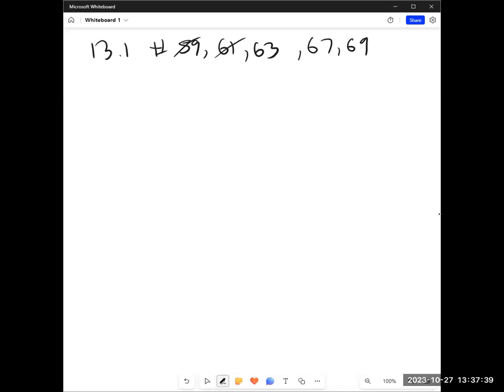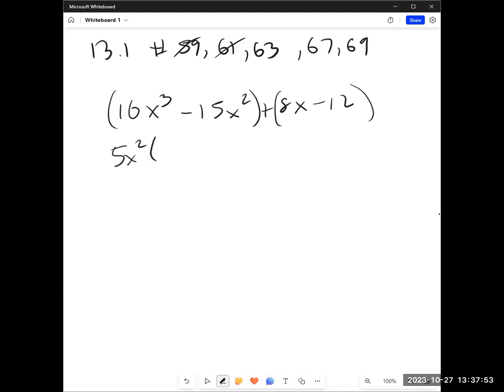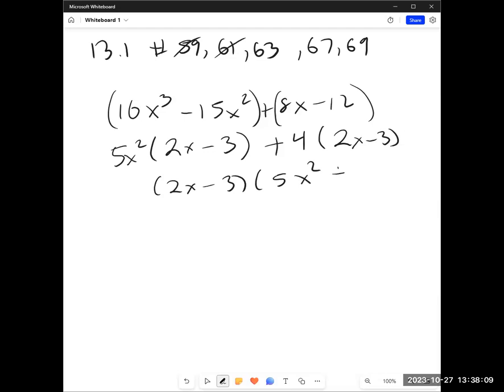Now let's look at this one. 10x to the third minus 15x squared plus 8x minus 12. Greatest common factor here is 5x squared, which leaves me with 2x minus 3, plus the greatest common factor there is 4, which leaves me with 2x minus 3. 2x minus 3 is my GCF, which leaves me with 5x squared plus 4.